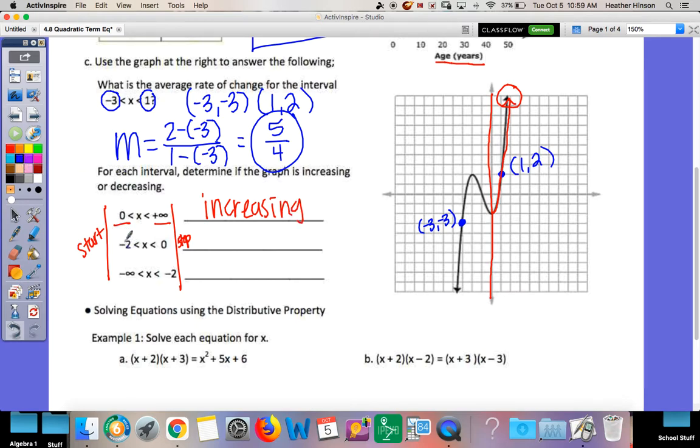Okay, the middle one, if I start at negative 2 on my x, so right here, and I stop at 0 on my x, go from negative 2 to 0, left to right, what does my graph do? It goes down, so that is decreasing.